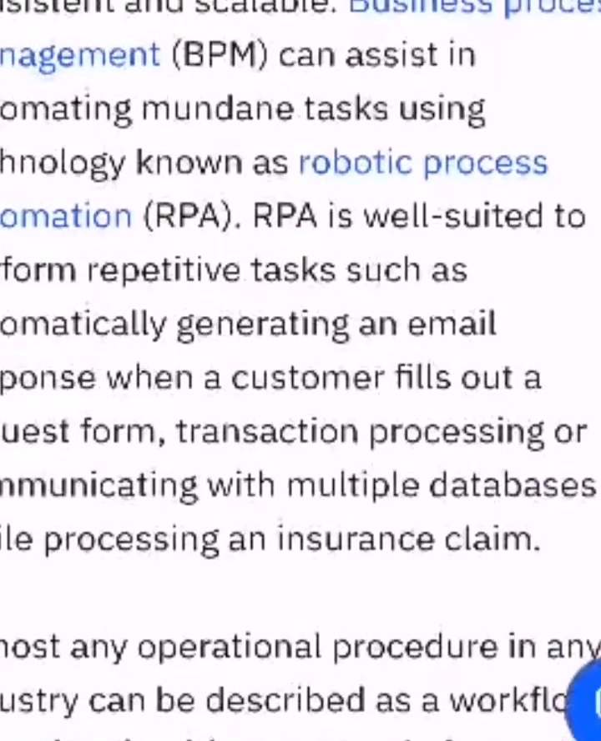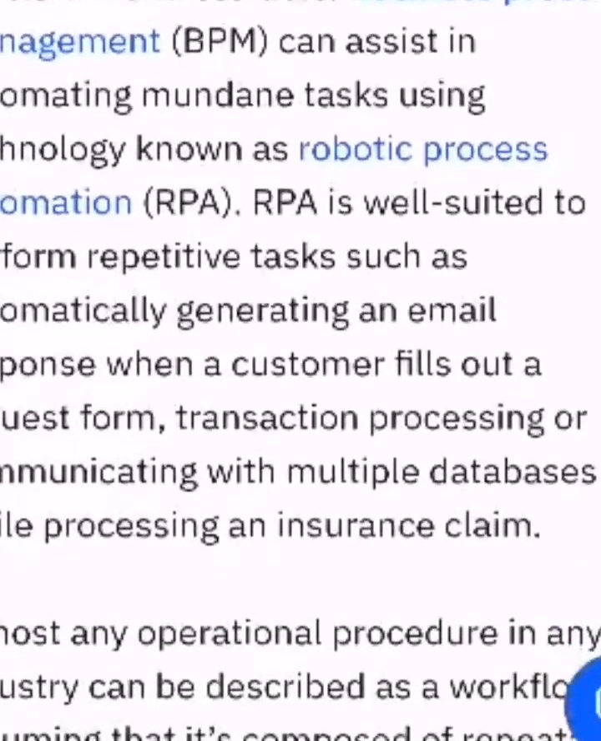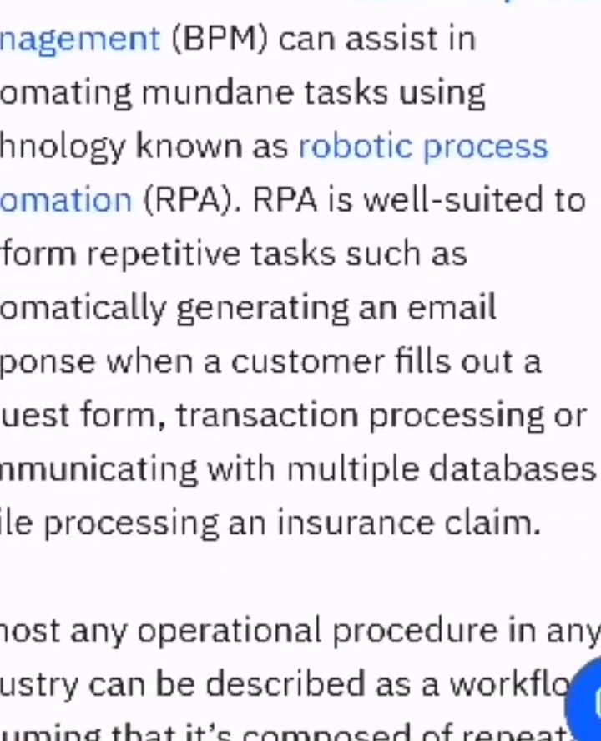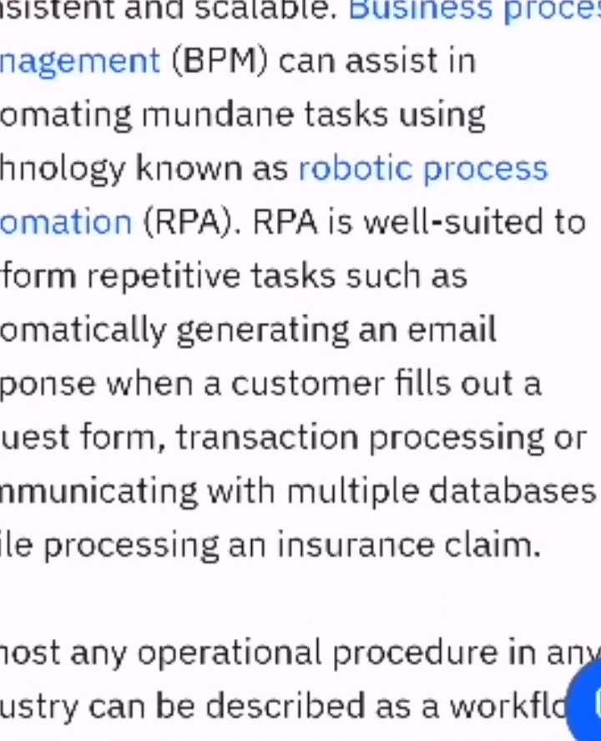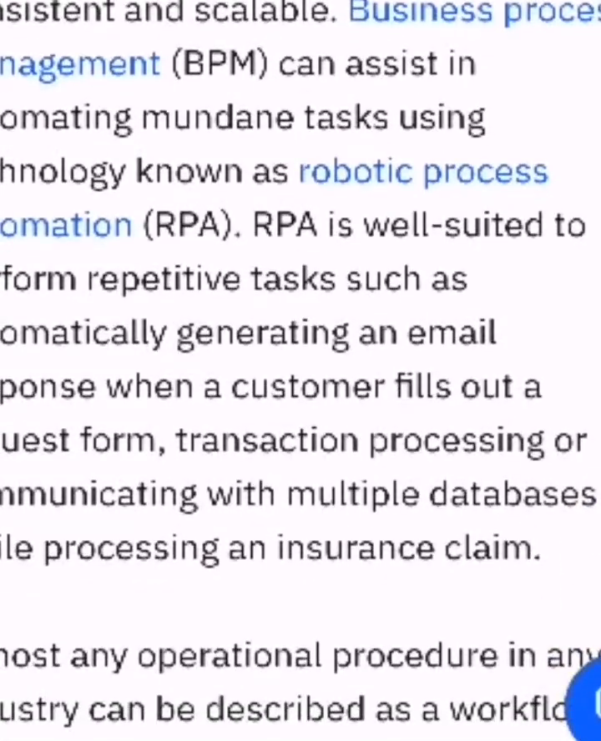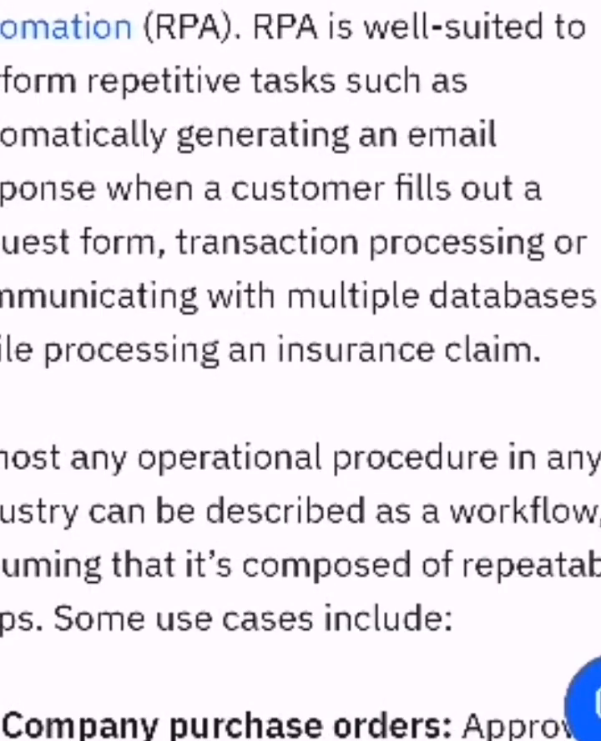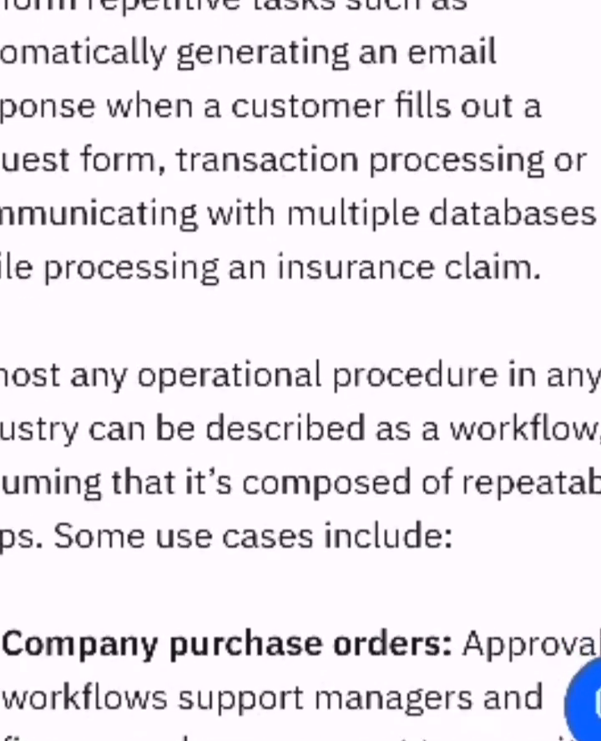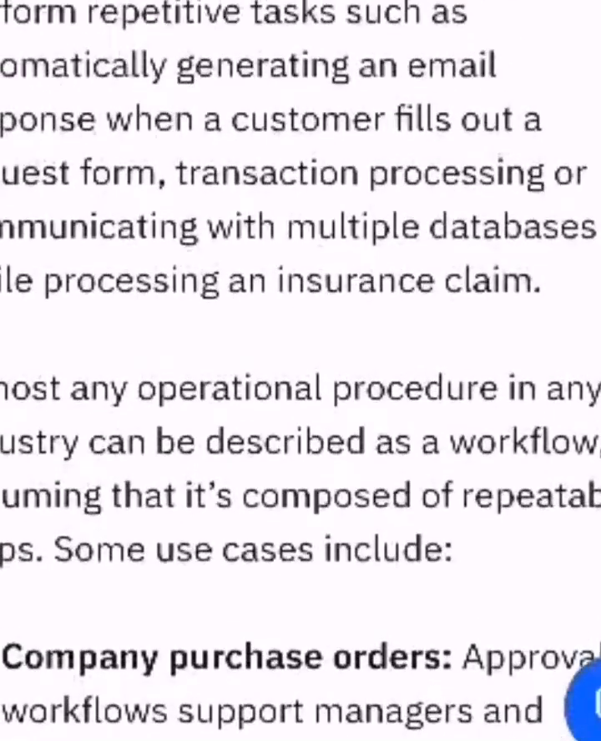Manual processes are susceptible to human error, influences, and inconsistencies that can disrupt the product quality and the customer experience, while automated systems are inherently efficient, consistent, and scalable. Business process management can assist in automating mundane tasks using the technology known as robotic process automation.